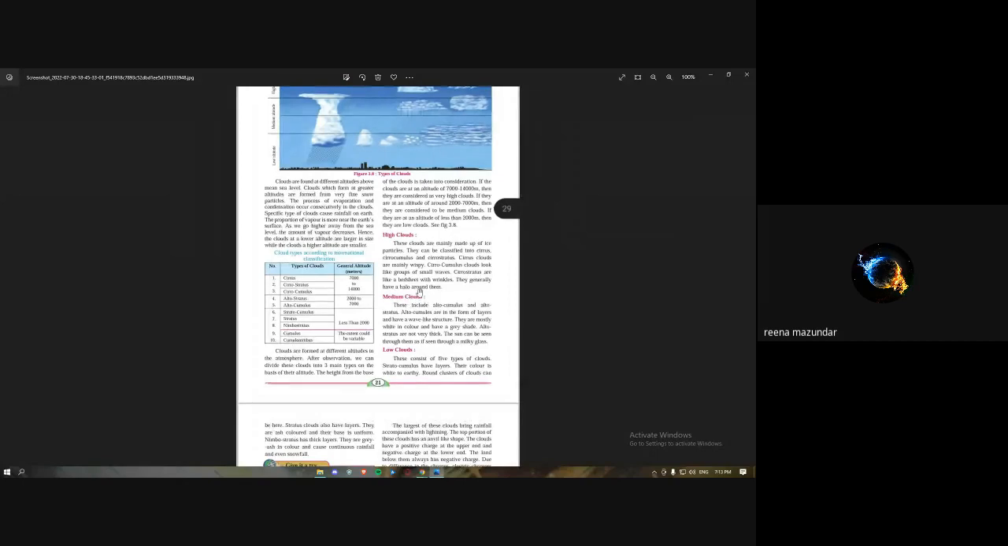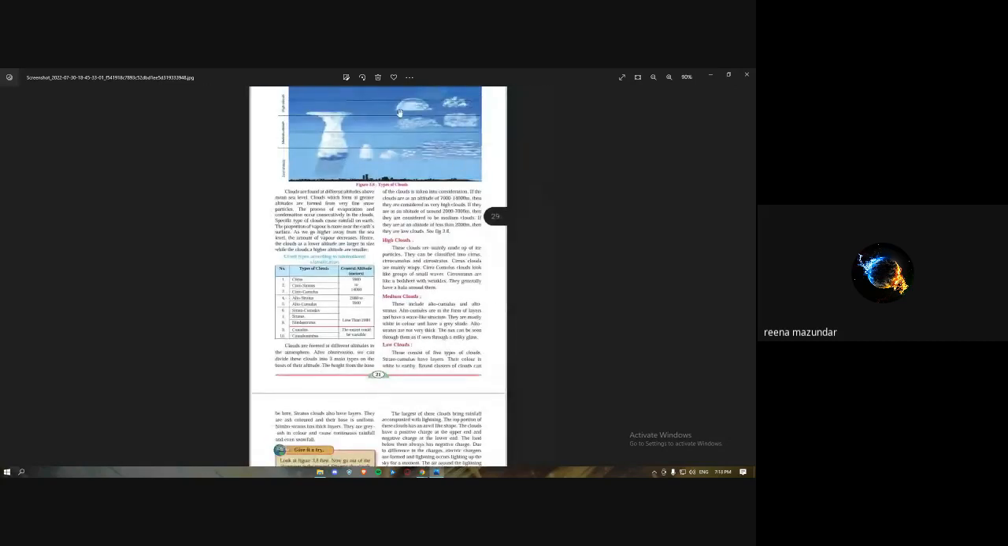Cirrostratus are like a bedsheet with wrinkles. So you can see something bedsheet-like. They generally have a halo around them. So the height of the clouds is high. They have very, very small particles. They have small particles of ice, that is why they are frozen, just like our ice is frozen.